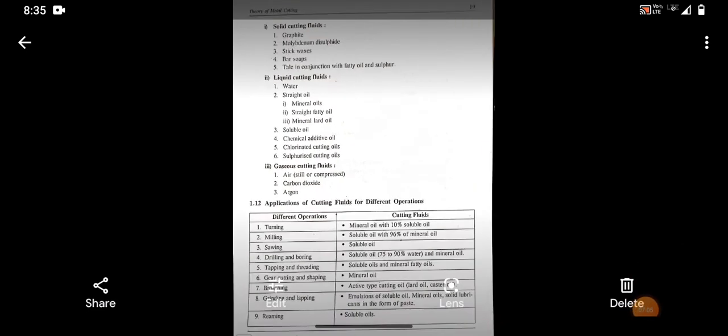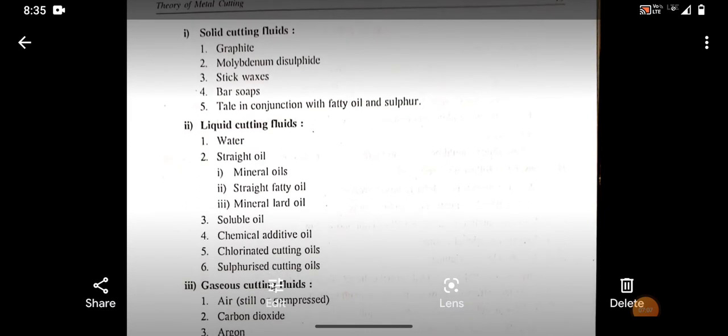Here we will discuss one by one. What are the solid cutting fluids: graphite, molybdenum disulfide, stick waxes, bar soaps. Means by using these materials the solid cutting fluids are used. In different applications these cutting fluids are used. Solid type of cutting fluids are used in some specialized applications like in gear cutting and all. Stick waxes, bar soaps.